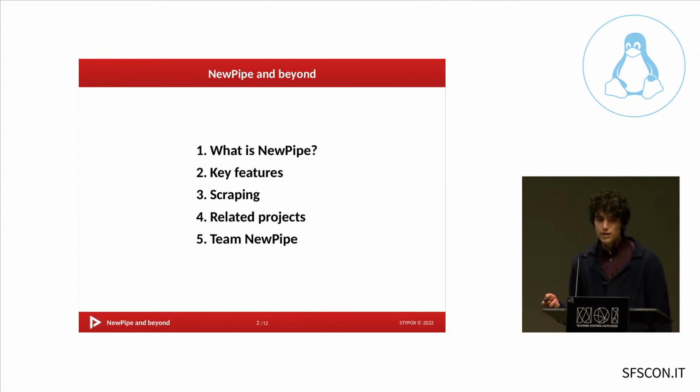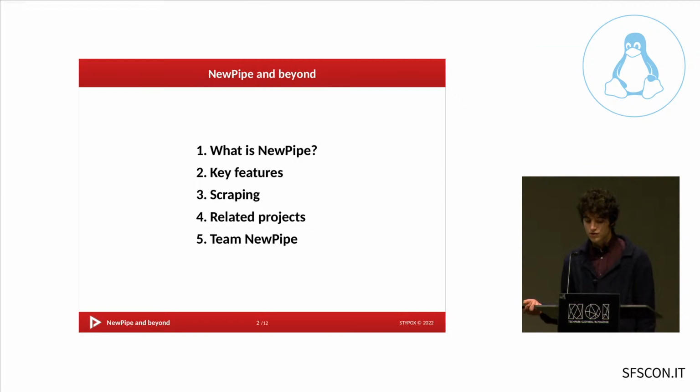NewPipe is a lightweight streaming front-end for YouTube and other services. What this means is that streaming front-end means that it is an application installable on Android that allows viewing data from different streaming services such as YouTube, SoundCloud, MediaCCC, and others, PeerTube, for example. It is free software and privacy respectful. It allows to browse such services without strange permissions such as the official YouTube app, and also without ads.